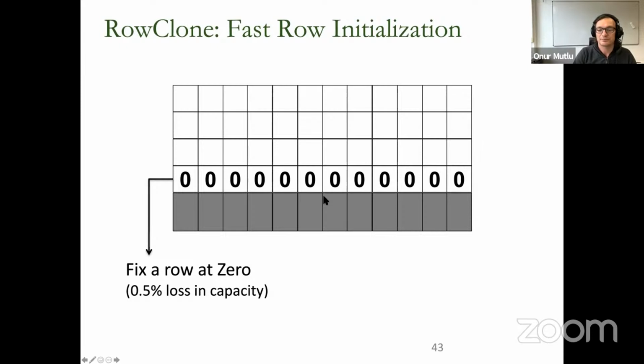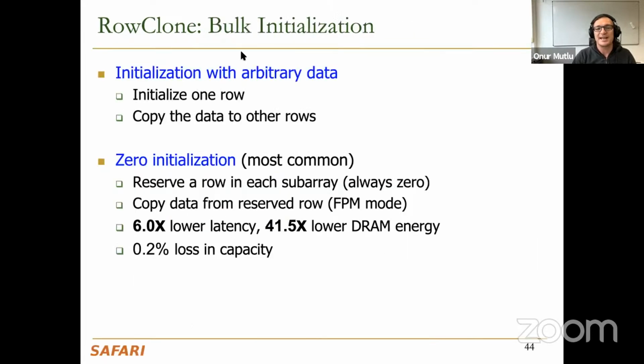That's the idea. Okay, so basically, this is zero initialization. This is the most common. The paper proposed reserving a row in each subarray, always 0, and copy data from the reserved row into the other rows in the same subarray. And you can see the benefits are significant over here, and the loss in capacity is very low.